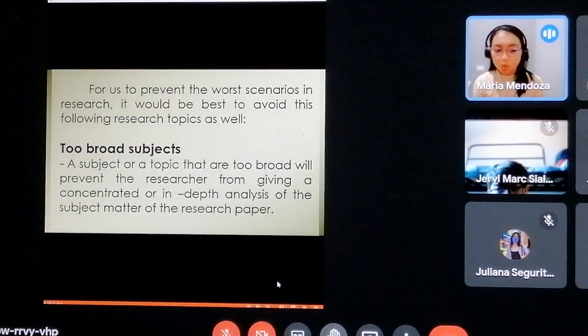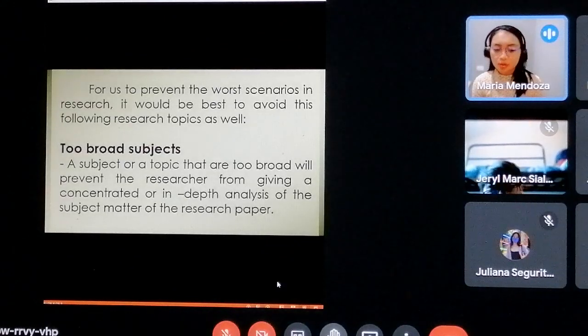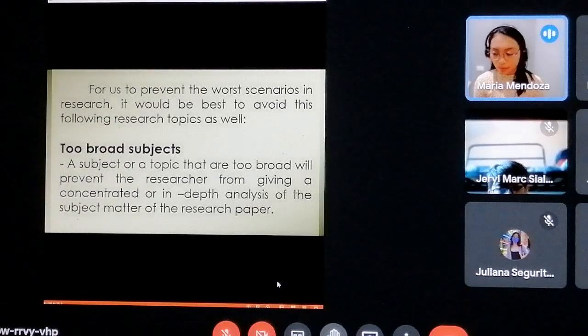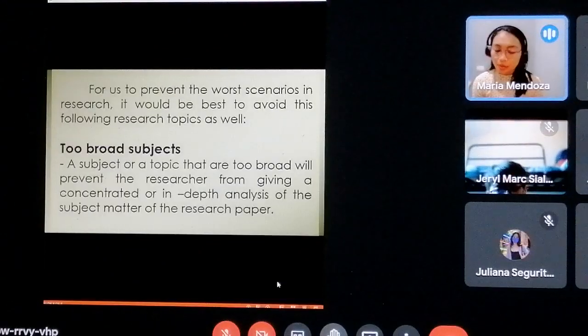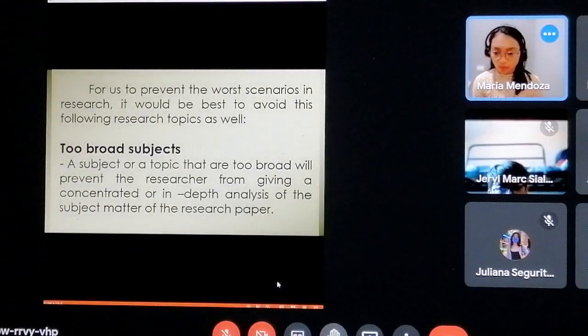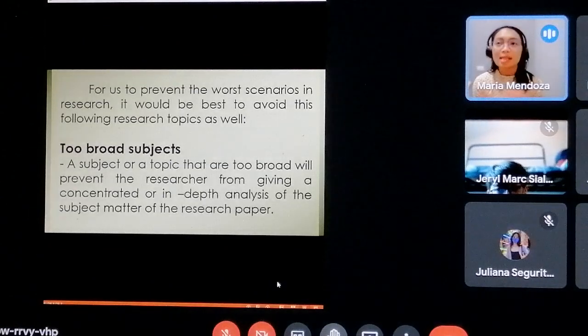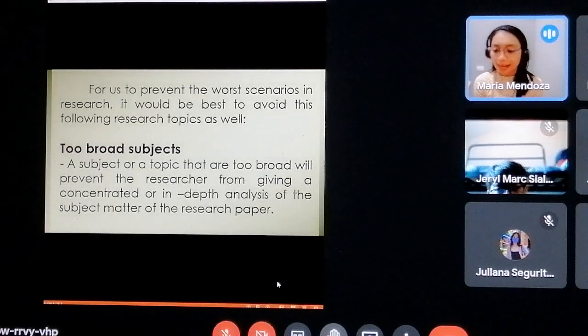And of course, the too broad subjects, okay? A subject or topic that is too broad will prevent the researcher from giving a concentrated or in-depth analysis of the subject matter of the research paper, okay? So the too broad subject. For example, you are going to consider the social issues. Okay? Social issues is very broad, there are so many.